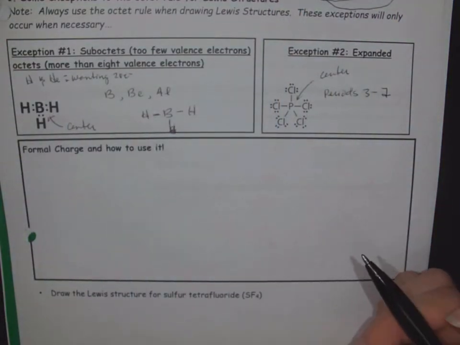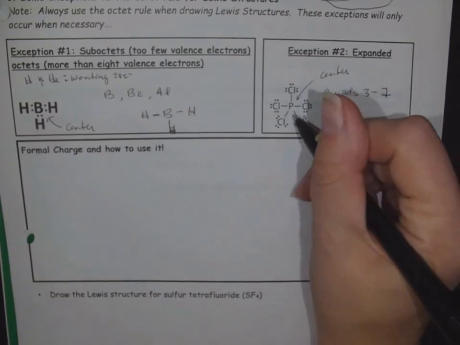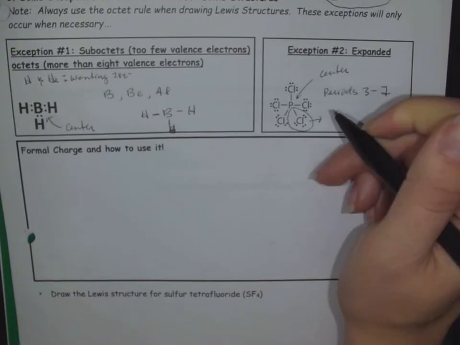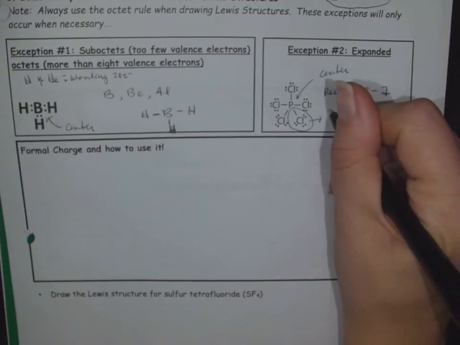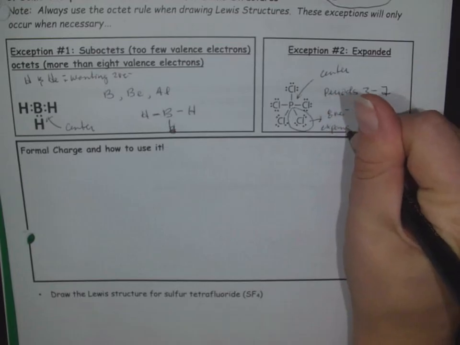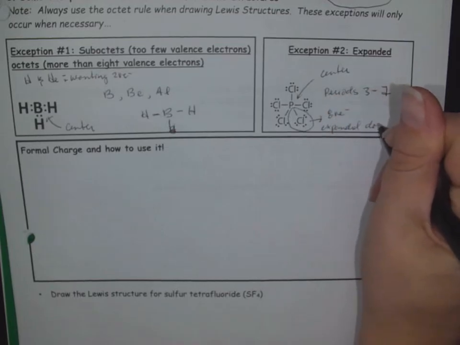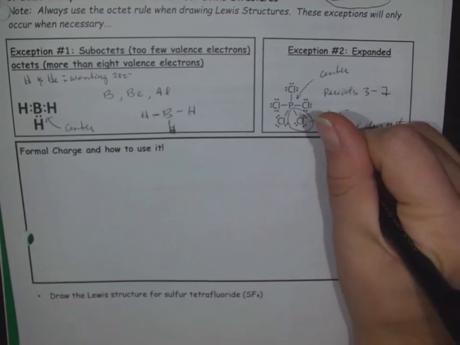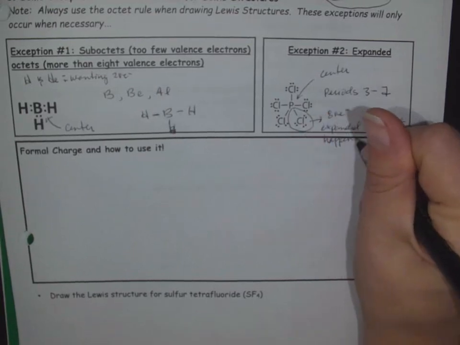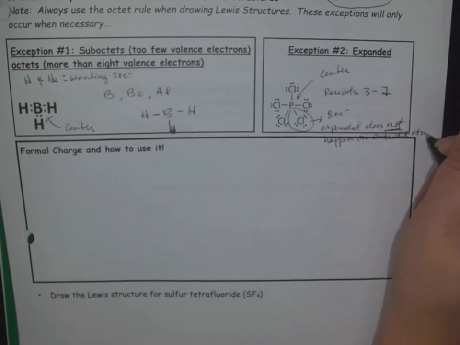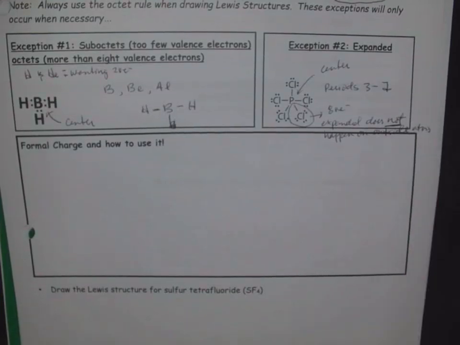An expanded octet does not happen on the outside. Like if we look at this chlorine right here, this one feels like it has 8 valence electrons, okay? Expanded octets do not happen on outside atoms, okay? Only on central atoms, okay?